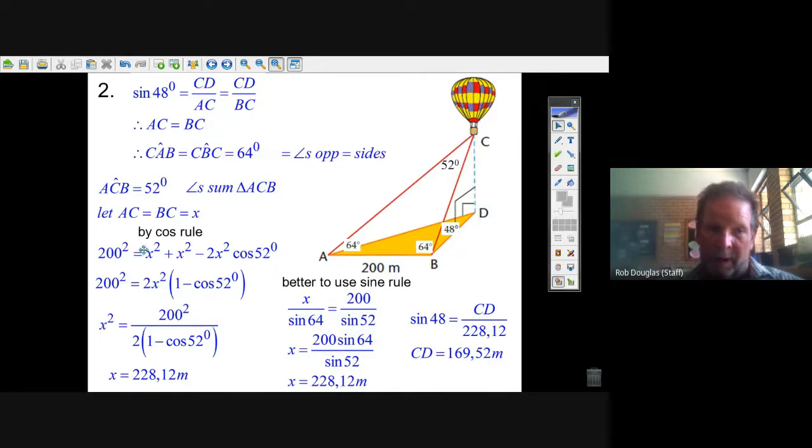Hey, I showed you by the cos rule, but it's way better to use the sine rule. It's much easier. We would have been better off. The sine rule is usually, if you can, an easier one to work with. Sometimes you can. But there it is, question 2.